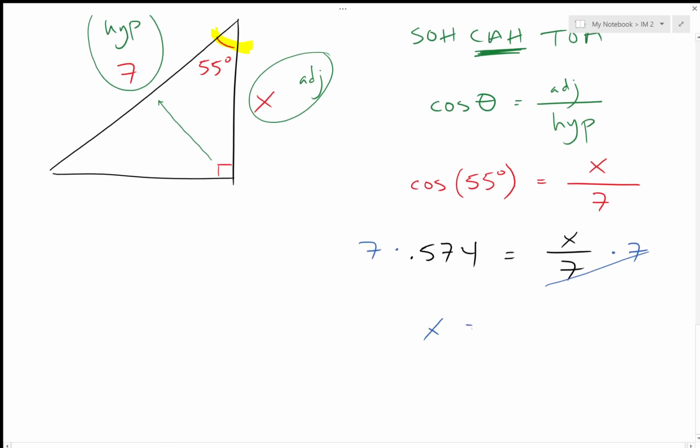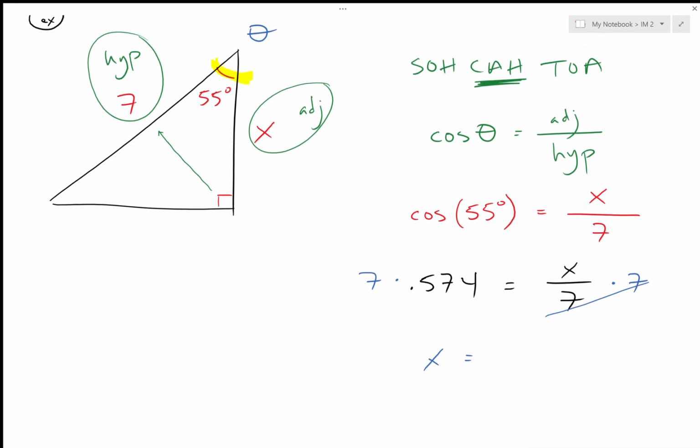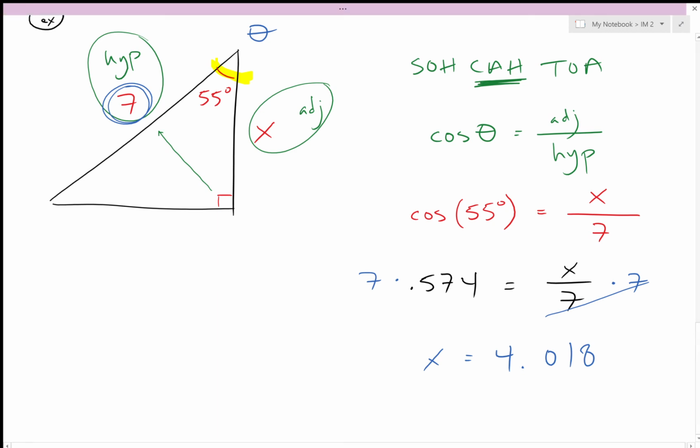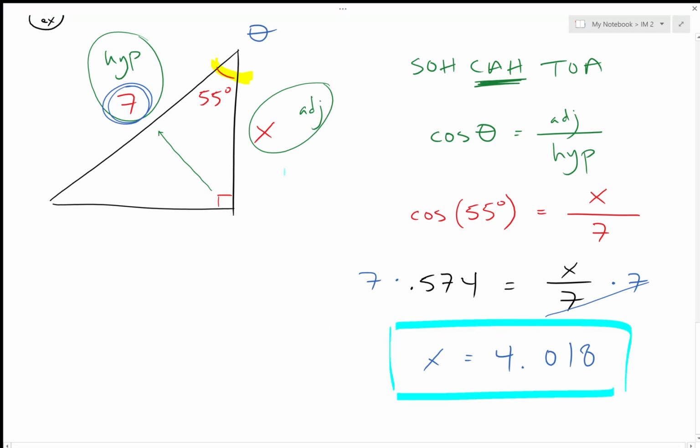So in the end, x equals, we should get a number that's smaller than 7, because remember 7's our hypotenuse, our longest side. And once we multiply those two numbers together, we get 4.018. Go ahead and box that. And yep, that looks like it makes sense on the picture. All right.